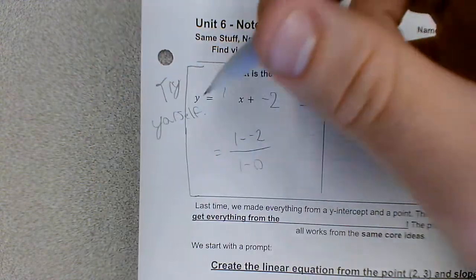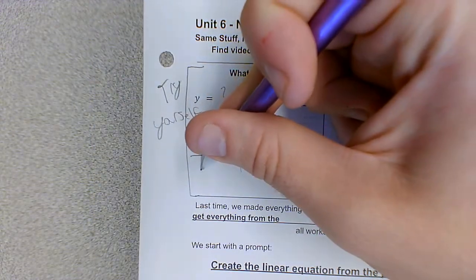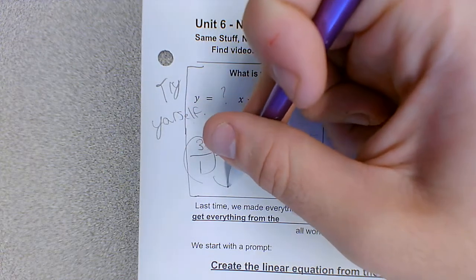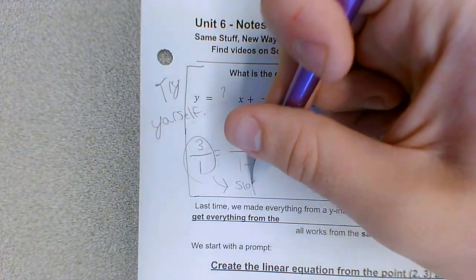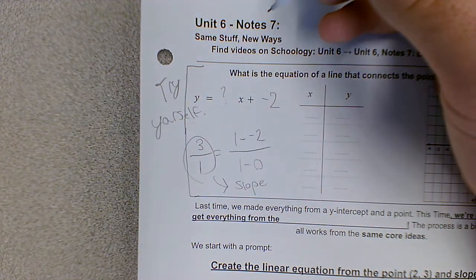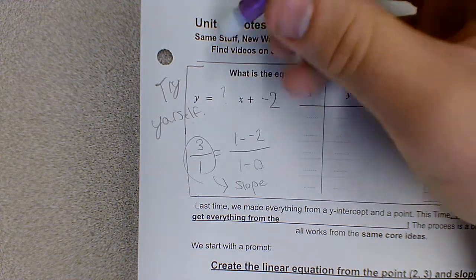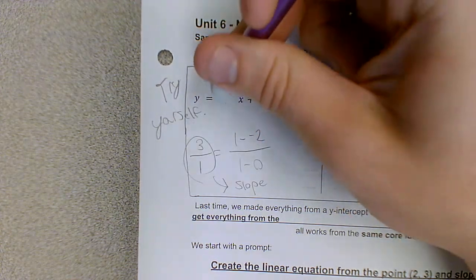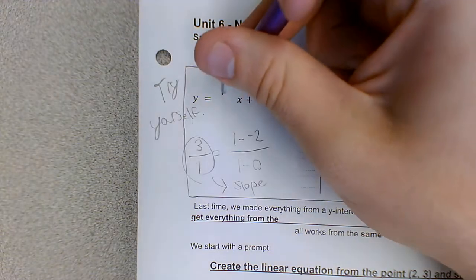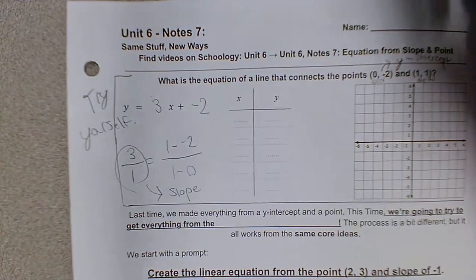Well, this at the top is going to be 3. The bottom is going to be 1. That means my slope is going to be 3 over 1. Okay, I'm going to replace my question mark with this 3 then. And that gives me my equation.